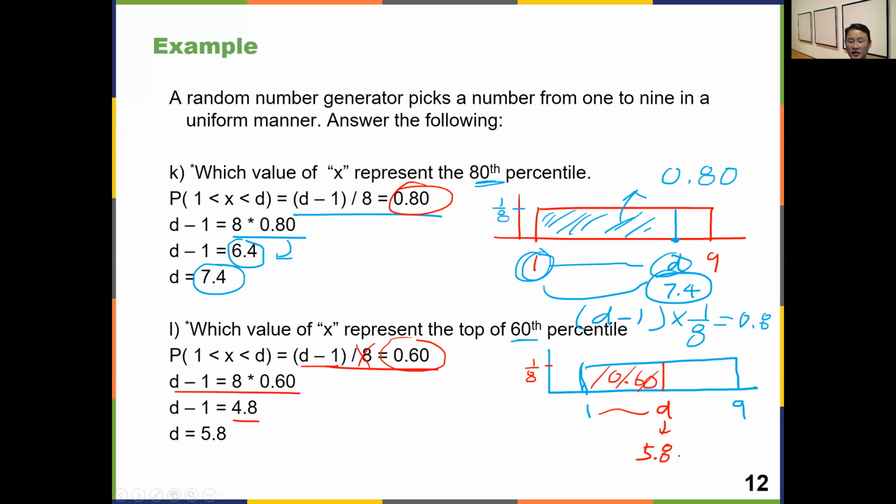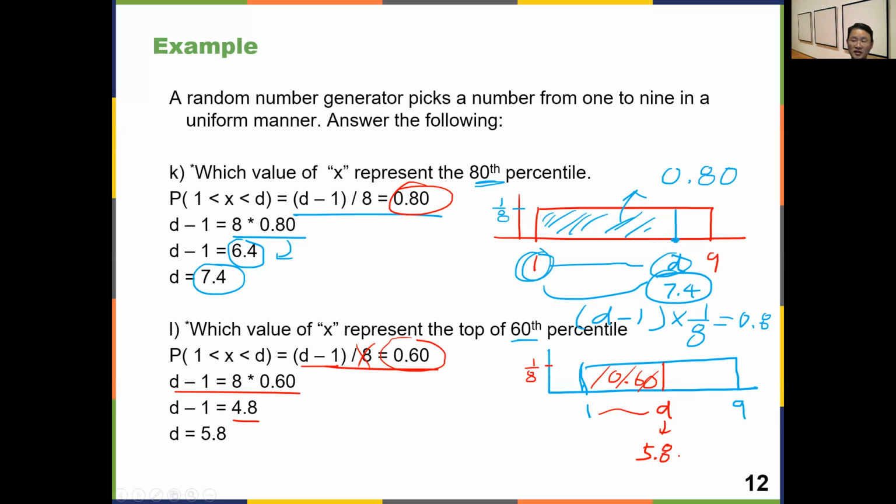Just like that, right? Okay, so that was it for chapter 5, uniform probability distribution.